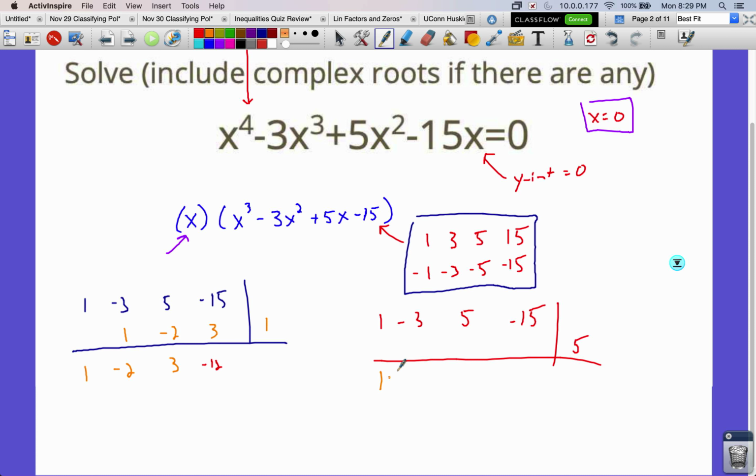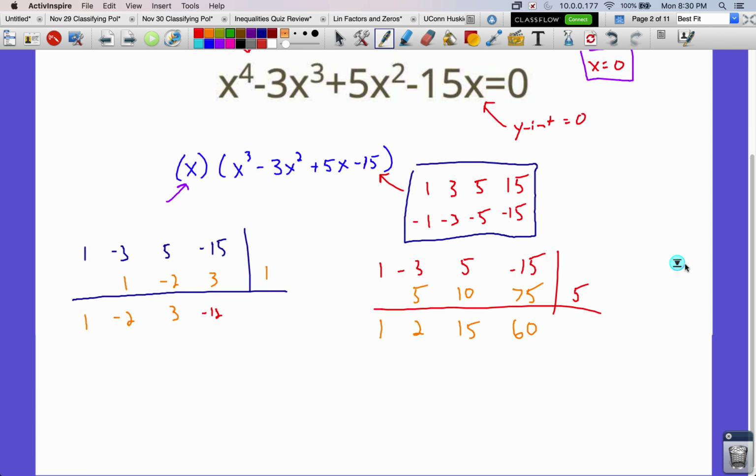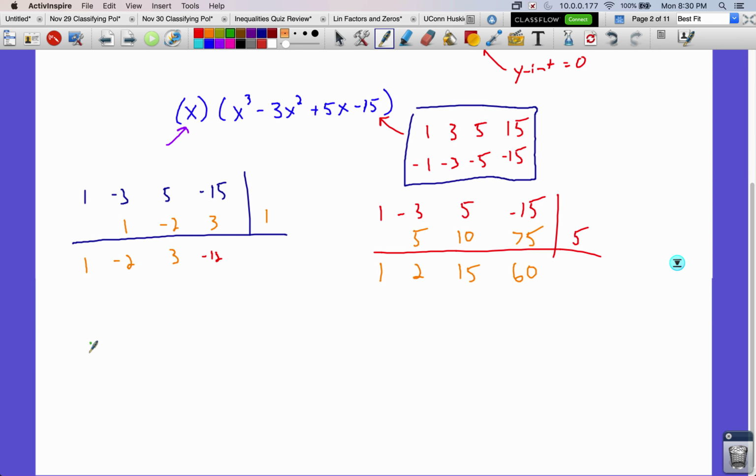All right, so I drop down the 1. This is a 5, 2, 10, 15, 75. Add those together, we get 60. So it does cross from being negative to positive, so we know that there is at least one 0 between 1 and 5, so it's likely 3. So we'll try 3 next.